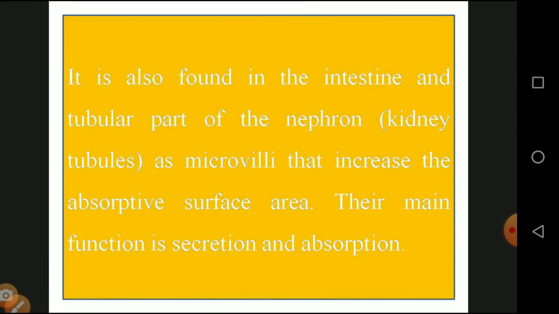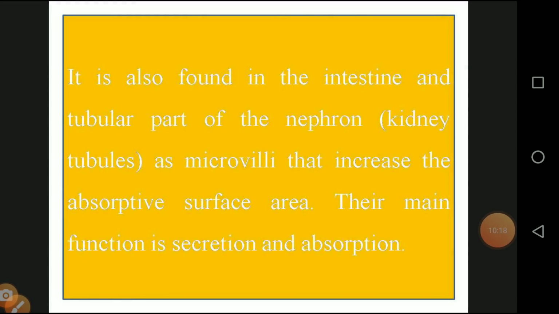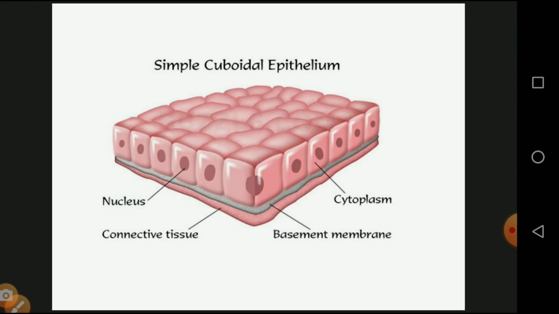It is also found in the intestine and the tubular part of the nephron. The structural and functional unit of the kidney is called the nephron, and microvilli increase the absorptive surface area. Their main functions are secretion and absorption. That means secretion of saliva and enzymes, and absorption of water and minerals. These are done by this epithelium. So this is the diagrammatic representation of cuboidal epithelium.